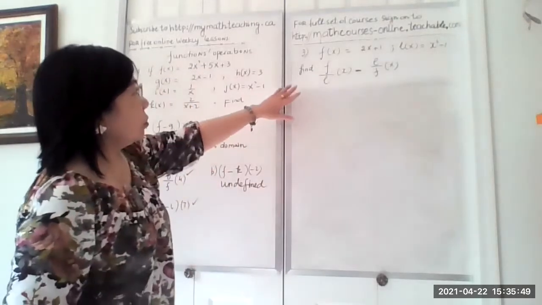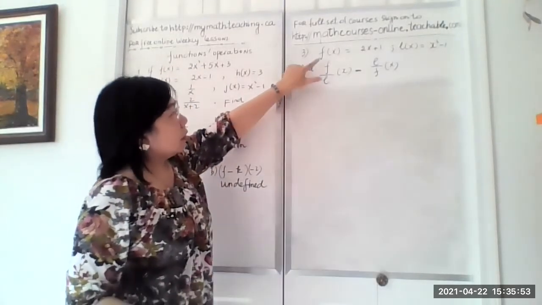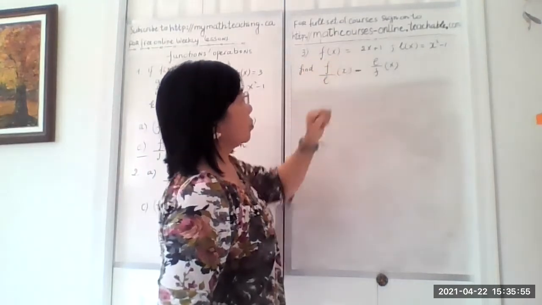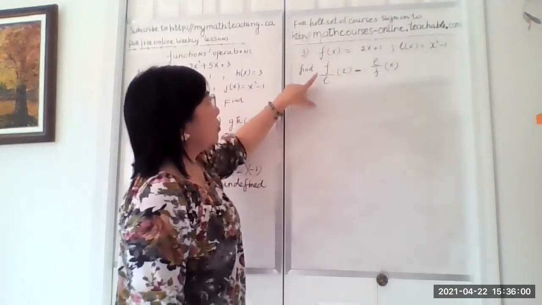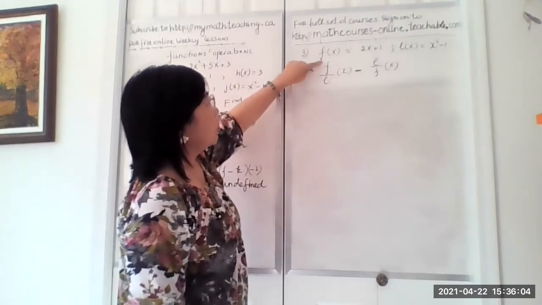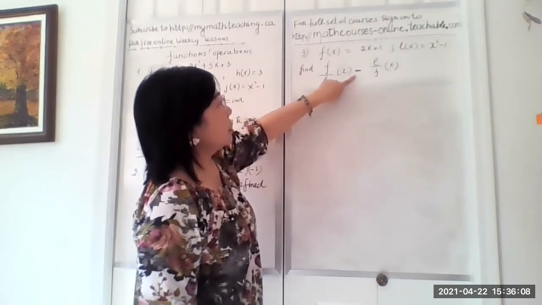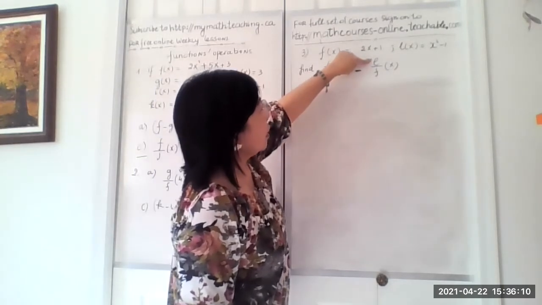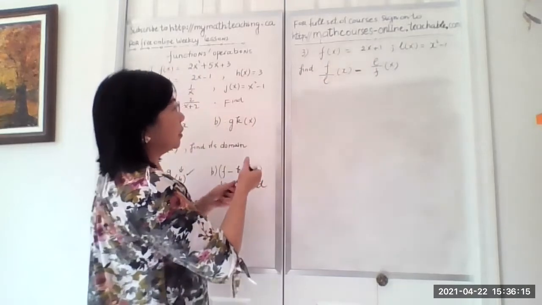Okay, so for question 3, it asks us to do, given fx is 2x plus 1, and Lx is x squared minus 1, we're going to find f divided by L. So the function fx here will divide by Lx, and then we also do the function L of x divided by f of x. So upside down, right?